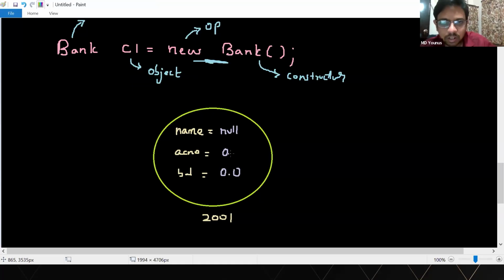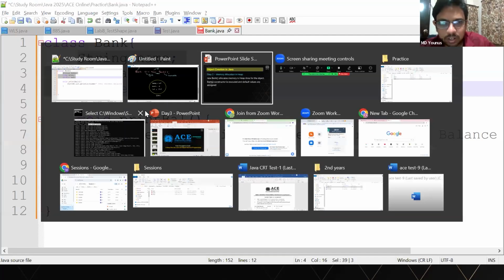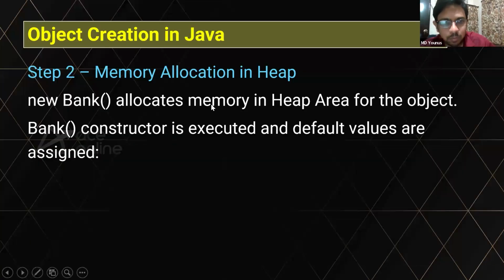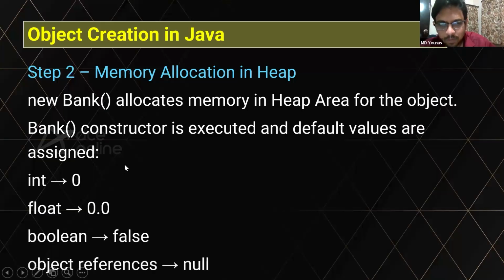What is happening internally? First line, it allocates the memory, then the constructor will be executed, and the default values will be assigned: int to 0, float to 0.0, boolean to false, object reference to null. Got my point, everyone? Up to here, is it clear?